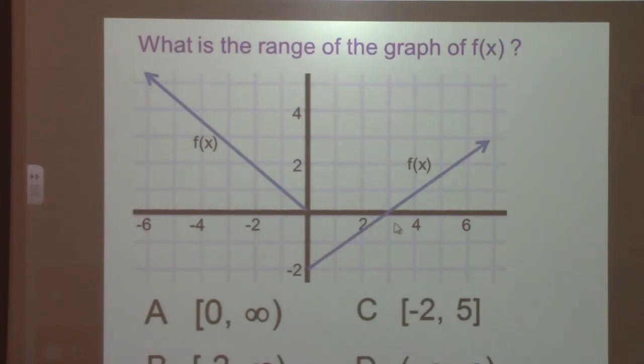Okay, range, I knew that, so I just didn't have enough time to. Range is y values, right? So our lowest value is -2, but it goes up toward infinity. So B.